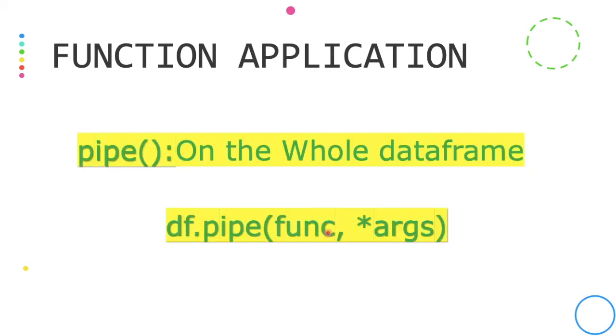This is the basic syntax of pipe. It basically accepts two types of parameters. The first parameter is the function name, the function which we are going to apply to the entire data frame, and the second is basically the argument. So let us try to understand this.